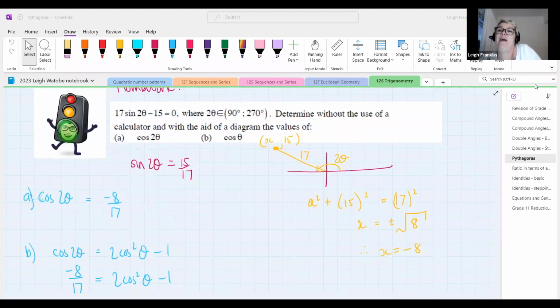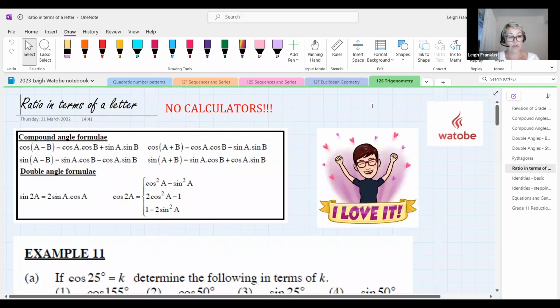Okay, if there's no further questions, then let's jump in and do ratio in terms of a letter. This is actually our second to last lesson on trig. So what I'm going to do is go through an example of ratio in terms of a letter, and then I've got an example for you guys to try. Remember, in this section, we're going to be using compound angles, as well as our double angles, as well as our reduction formulae. We can also use co-ratios. So you guys need to be on the lookout for all those sorts of things when you answer questions like this in tests and exams.